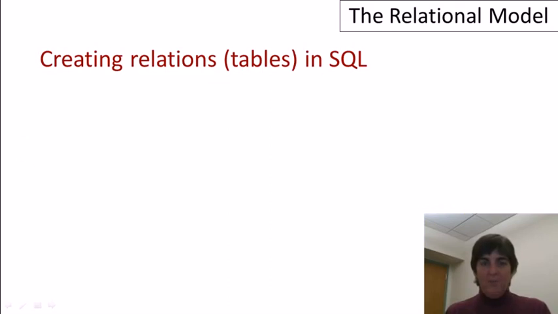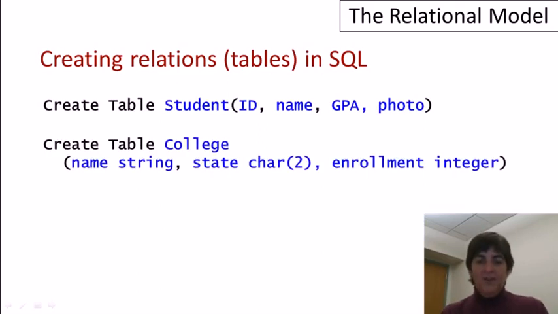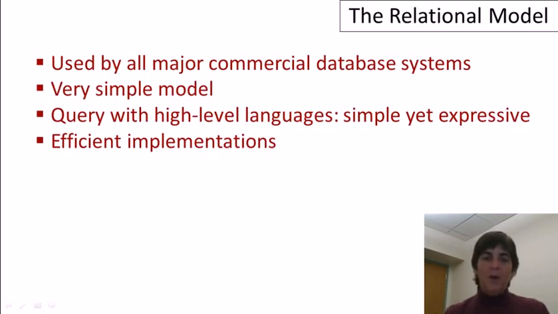Okay, just to wrap up, I'll mention how one creates relations or tables in the SQL language. It's very simple. You just say create table, give the name of the relation and a list of the attributes. And if you want to give types for the attributes, it's similar, except you follow each attribute name with its type. So to wrap up, the relational model has been around a long time, has started a huge industry. It's used by all database systems. As you've seen, it's a very simple model, and we'll shortly see that it can be queried with very nice languages, and finally, it's been implemented very efficiently.